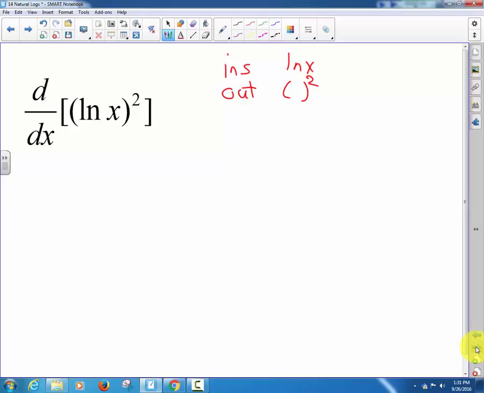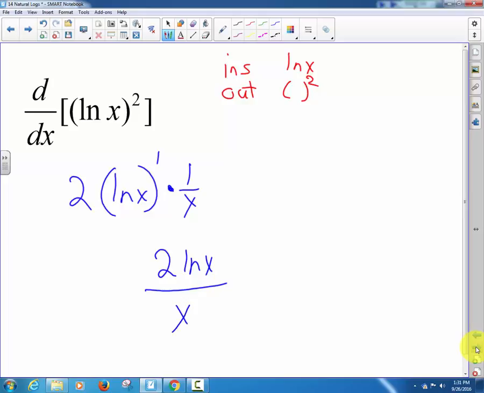So my outside function is something being squared. So I'm going to say it's 2 times the ln of x to the first power times, what's the derivative of ln of x? 1 over x. So we could simplify that to just being 2 ln of x over x. 2 ln of x over x. You could even write it as ln of x squared over x.